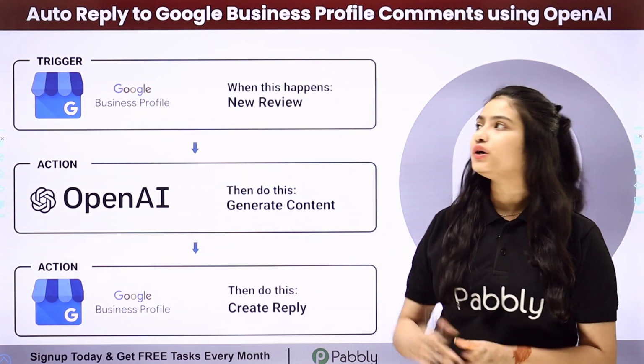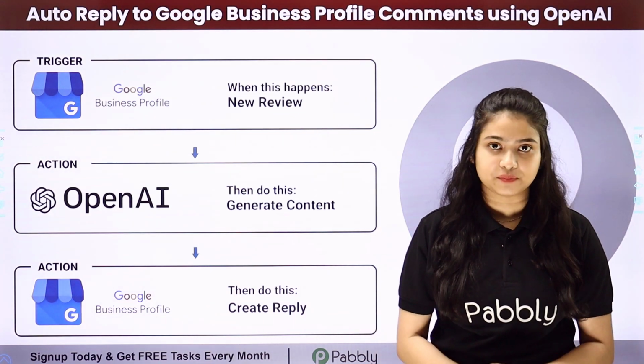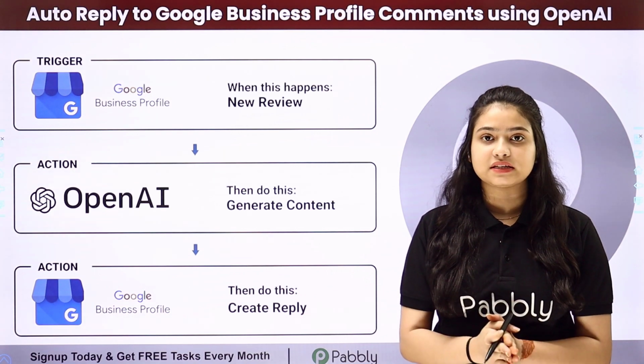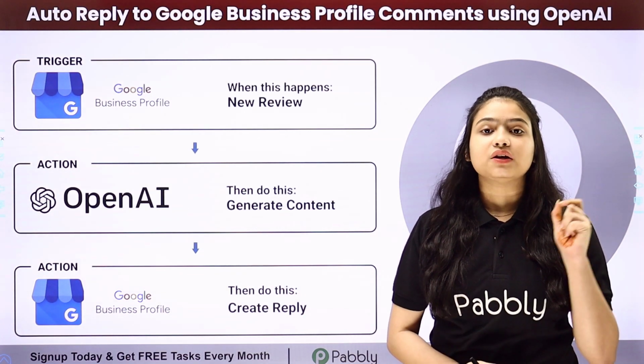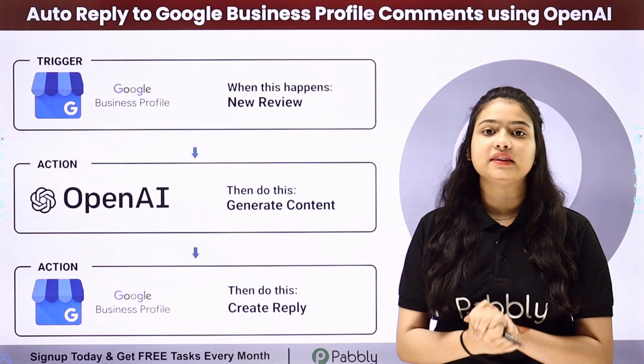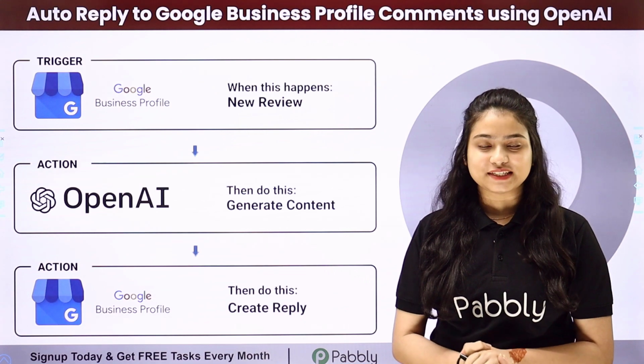In this video, we are going to learn how to reply to Google Business Profile comments using OpenAI. Now here my objective is that whenever a new review is created on my business in Google Business Profile, then automatically I want to generate a reply for that comment by using OpenAI, and then I want to post the same reply to that comment. So how are we going to automate this entire process?